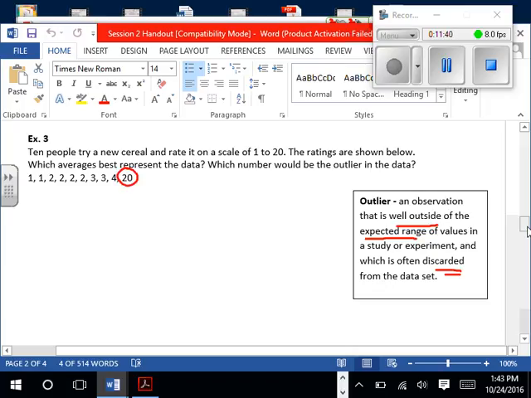Just the mean? Yeah, this one looks like it's just asking which averages best represent data. Which number would be the outlier? We know that was 20. The old dude, well, he's 20 years old, so he's not an old dude, but certainly compared to the kids there. So we're going to get two means.